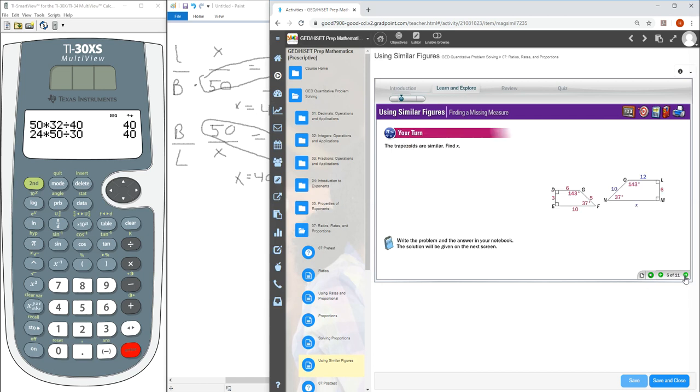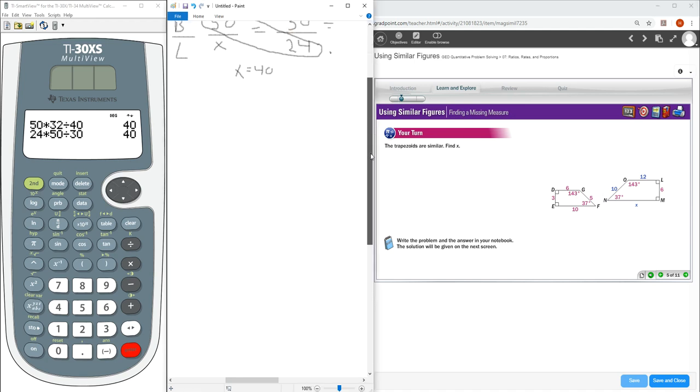The trapezoids are similar, find x. We'll break this down a little bit. It can look a little overwhelming, but we'll look at this together. Let's get a clean piece of scrap paper. We see x is here. Now, these trapezoids are facing different ways, but just so we can work with simple numbers, this is going to be the big one, and this is going to be the little one. So let's start over here, B for big, and L for little.